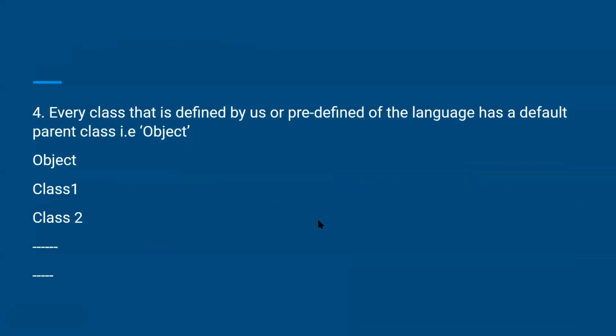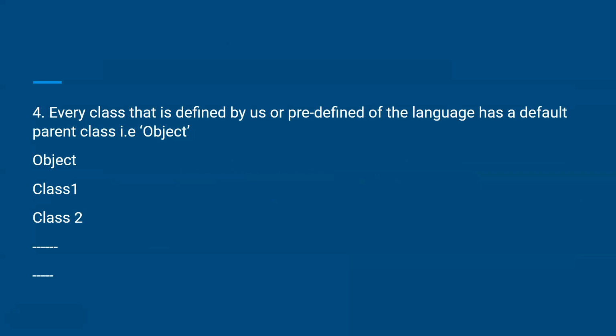And always remember, every class, whether defined by us or predefined by the language, has a default parent class that is called Object. So Object is the parent of all the classes or all the data types. Always remember, Object is the god of this programming language.